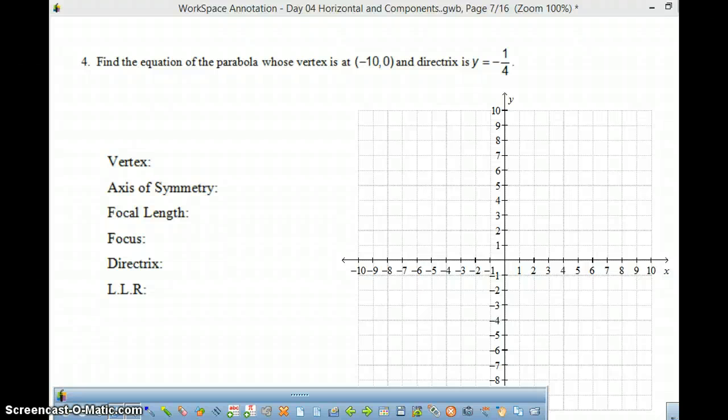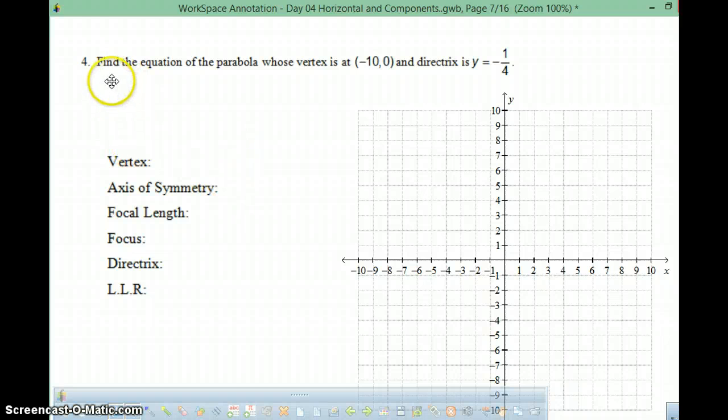Finish up this lesson, part 2. Okay, what if you have these kinds of questions? Find the equation of a parabola whose vertex is at -10, 0. Well, let's graph it. -10, 0 is right here. And the directrix, let's graph the directrix. The directrix is at y equals -4.